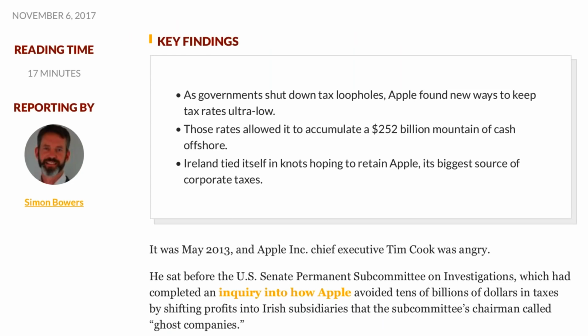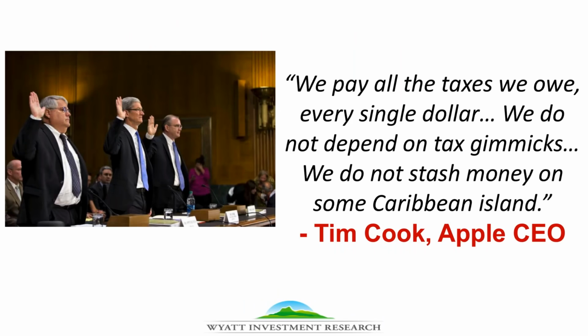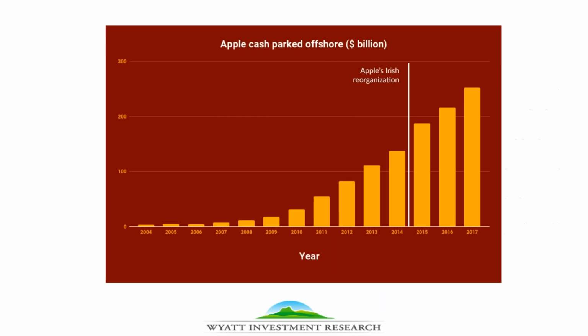And so there's been a lot of scrutiny about Apple in particular because the company has accumulated over $200 billion in cash offshore. And Tim Cook, the company's CEO, was actually asked to come to Capitol Hill to explain himself. And they said, we want you to tell us what's going on with Apple and all this cash. And Tim Cook said, we pay all the taxes. We owe every single dollar. We do not depend on any tax gimmicks. We do not stash the money on some Caribbean island.